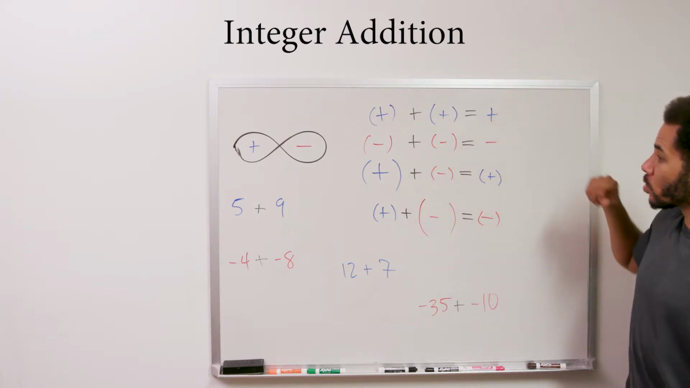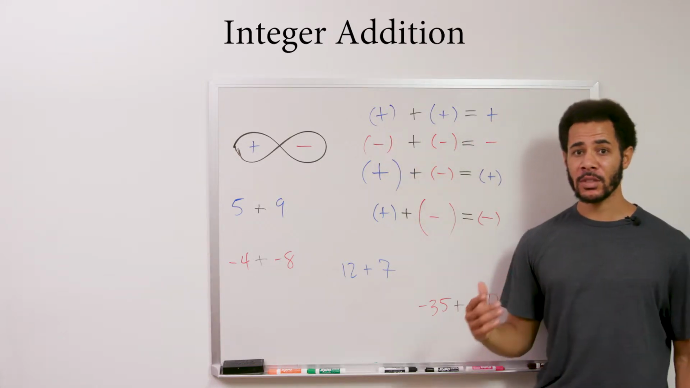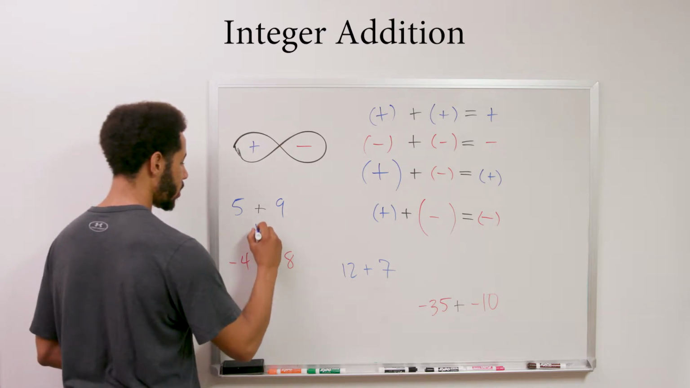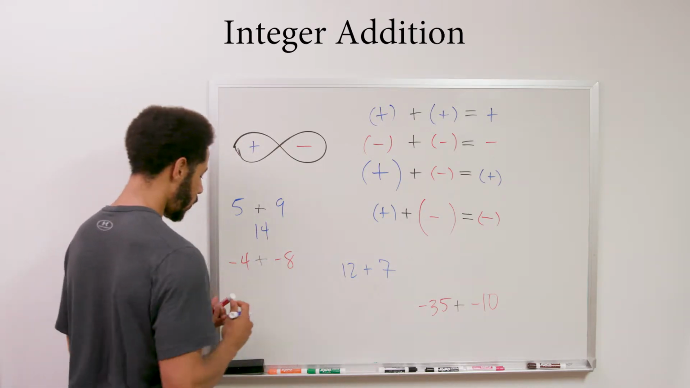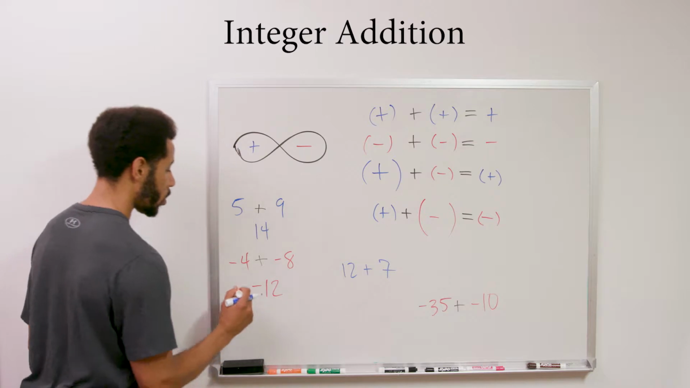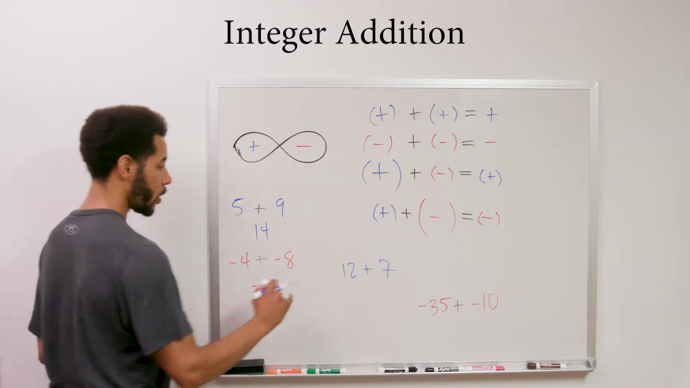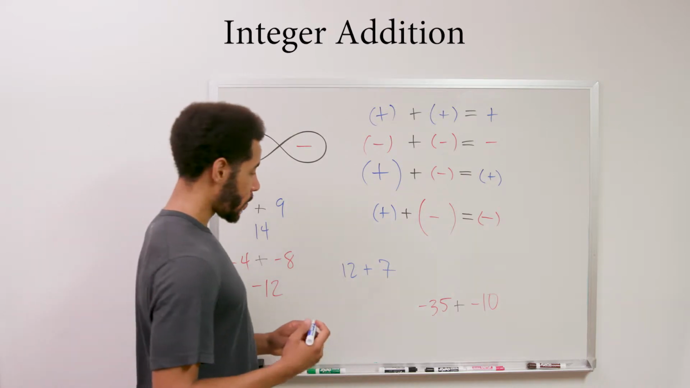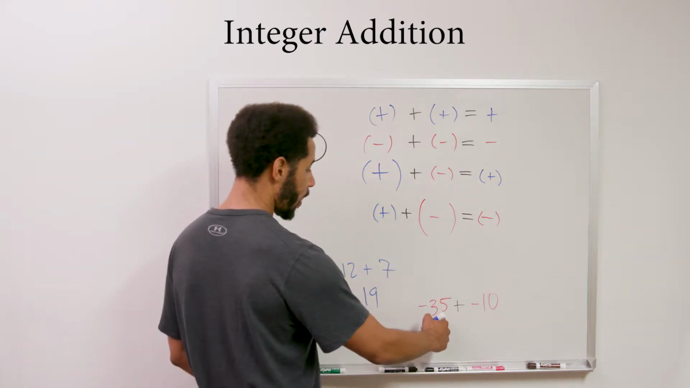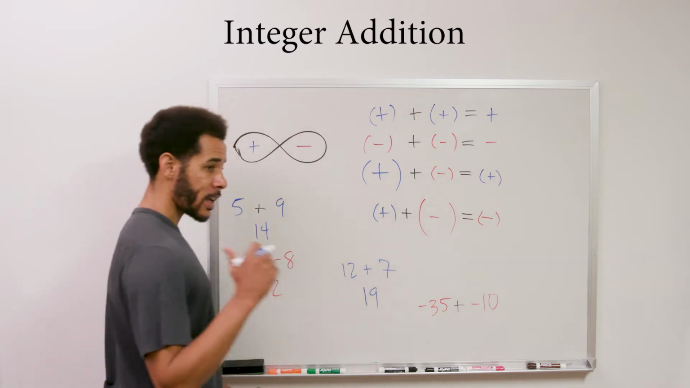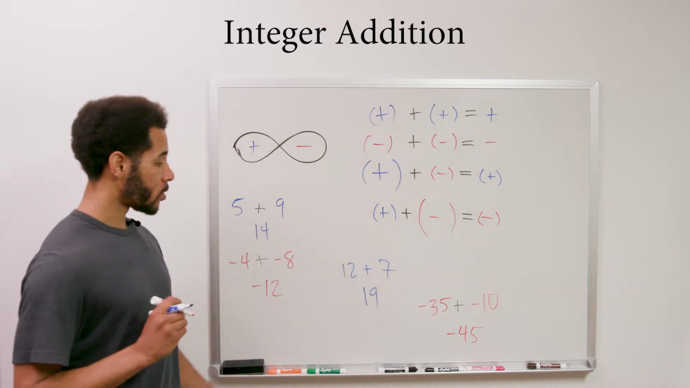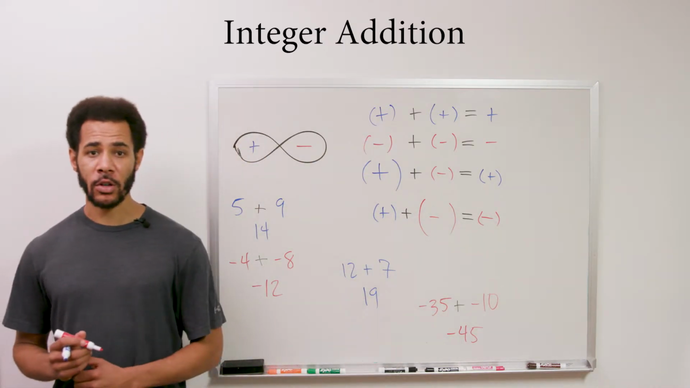If we look at these first two rules, we know that if we're adding quantities that have the same sign, we're simply going to have more of that sign. So 5 plus 9 positives gives 14 positives. Negative 4 plus negative 8: I spend $4, then I spend $8 more. Altogether, I spent $12. So negative 4 plus negative 8 is negative 12. 12 plus 7: I take 12 steps forward, then 7 more steps forward. Altogether, I took 19 steps. If I take 35 steps backwards and add negative 10, 10 more steps backwards, altogether I took 45 steps backwards. Negative 35 plus negative 10 is negative 45.